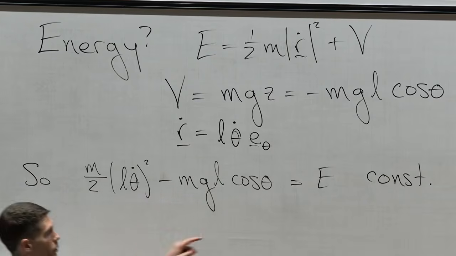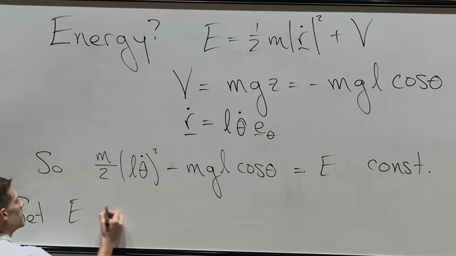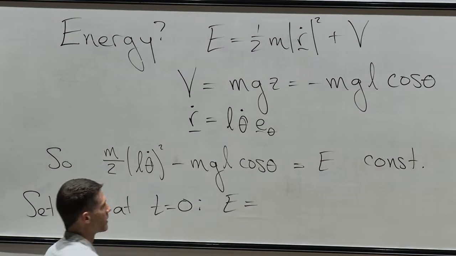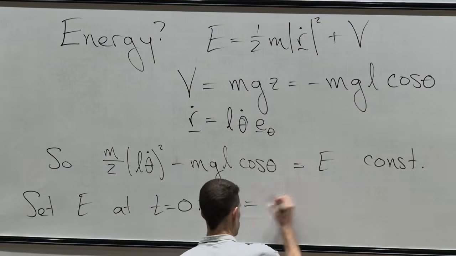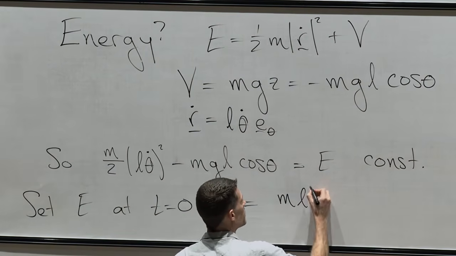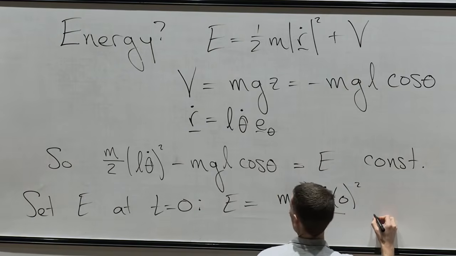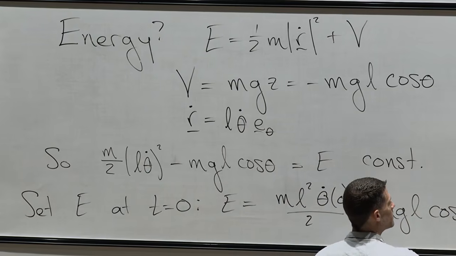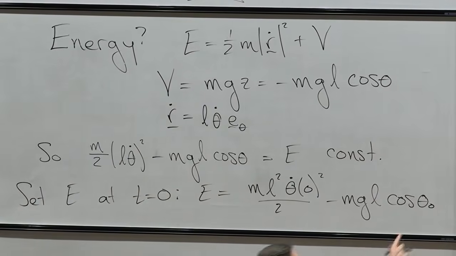Since that's not changing, I can work out what the constant is by taking any time point. Most naturally, I set E from t equals 0. So whatever initial angle and theta dot I give at t equals 0, E is going to be m L squared theta dot of 0 squared over 2 minus mgL cosine theta of 0.